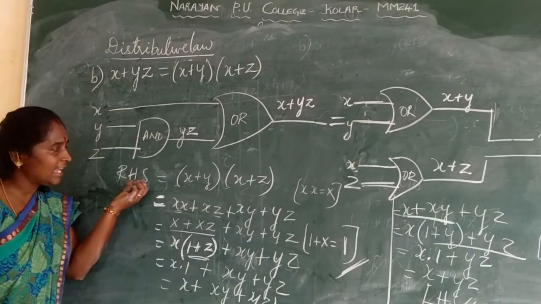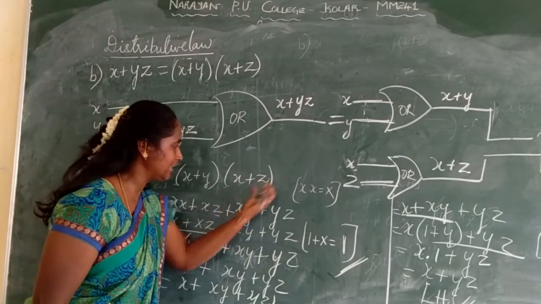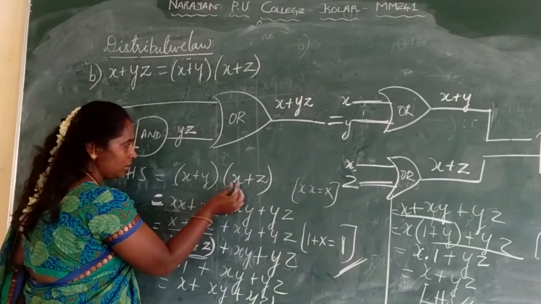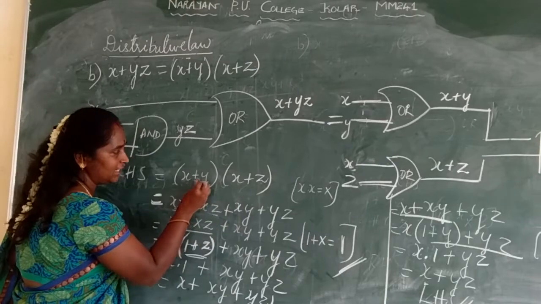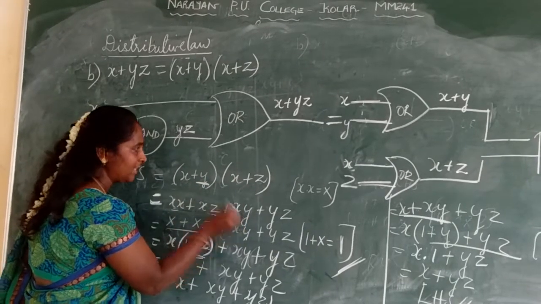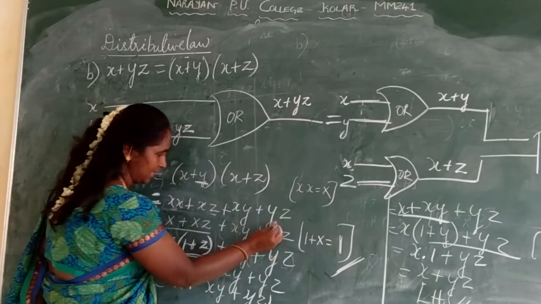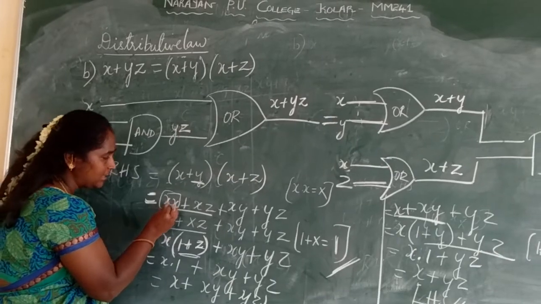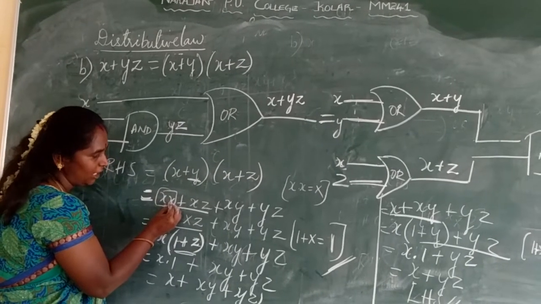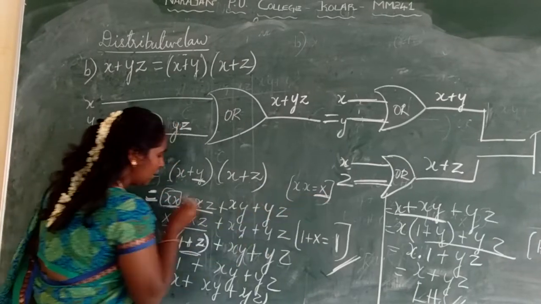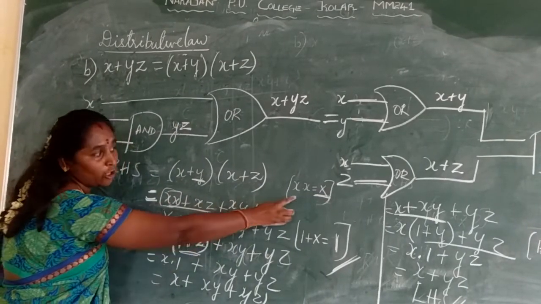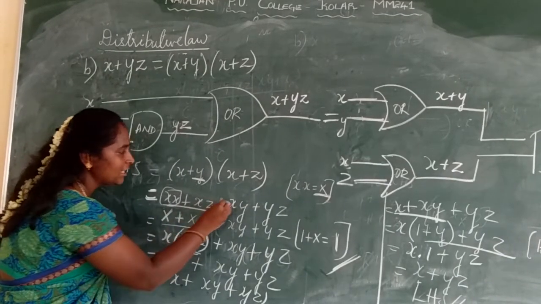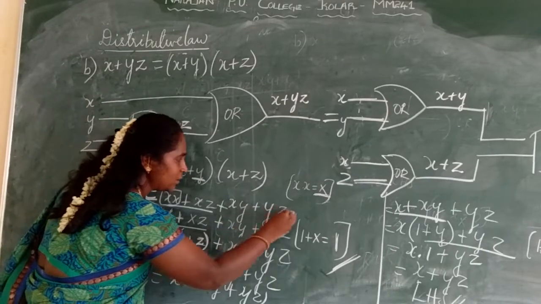I am taking RHS as (x plus y) into (x plus z). So multiply each term with the other terms. x into x is xx, x into z is xz. Now go for the next one: y into x is xy or yx, and y into z is yz. In this, xx is according to the idempotency law: a variable combined with the same variable gives the same variable. Instead of xx, I use one variable. So x as it is, plus xz, plus xy, plus yz.